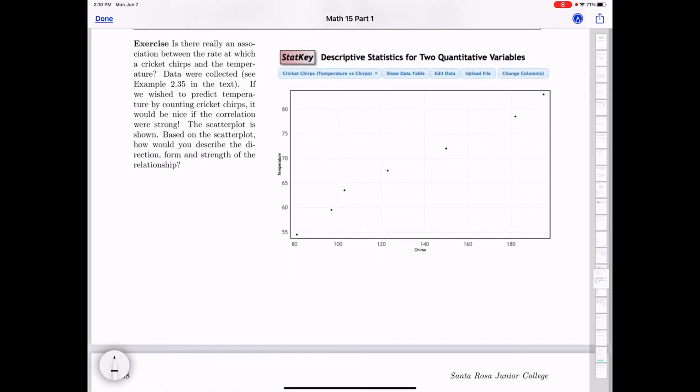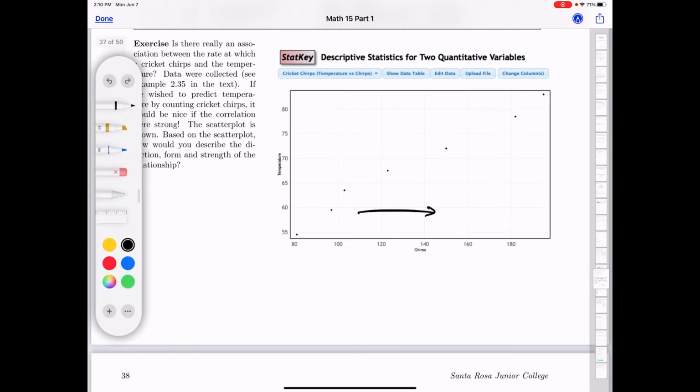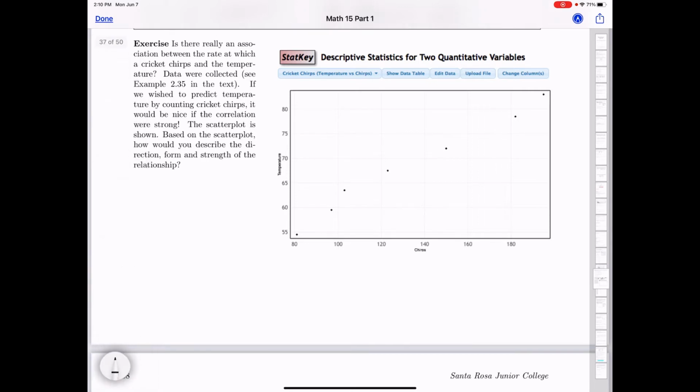So remember, direction is either positive or negative. A positive relationship is when, as the explanatory variable, in this case chirps per minute, goes up, the temperature goes up. Well, that is exactly what we are looking at here, right? The higher the value of chirps per minute, the higher the observed temperature. So we would say positive.